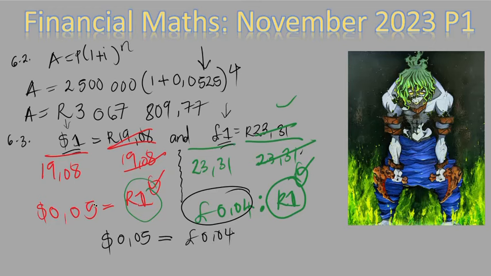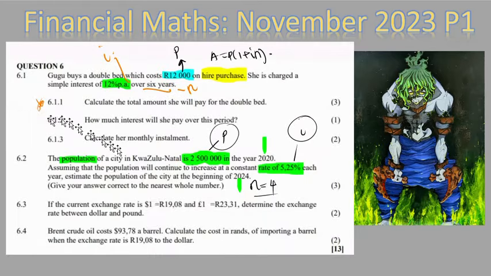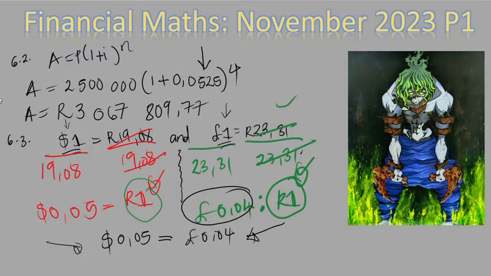Now, we need to go back to the question and see what we need to put in unit form. Do we need to put the dollar in unit form, or the pound in unit form? The question says, determine the exchange rate between the dollar and the pound. Dollar came first, which means this dollar has to be in unit form. So I go there, I try to make dollar be in unit form. For that to happen, I'll divide by 0,05.